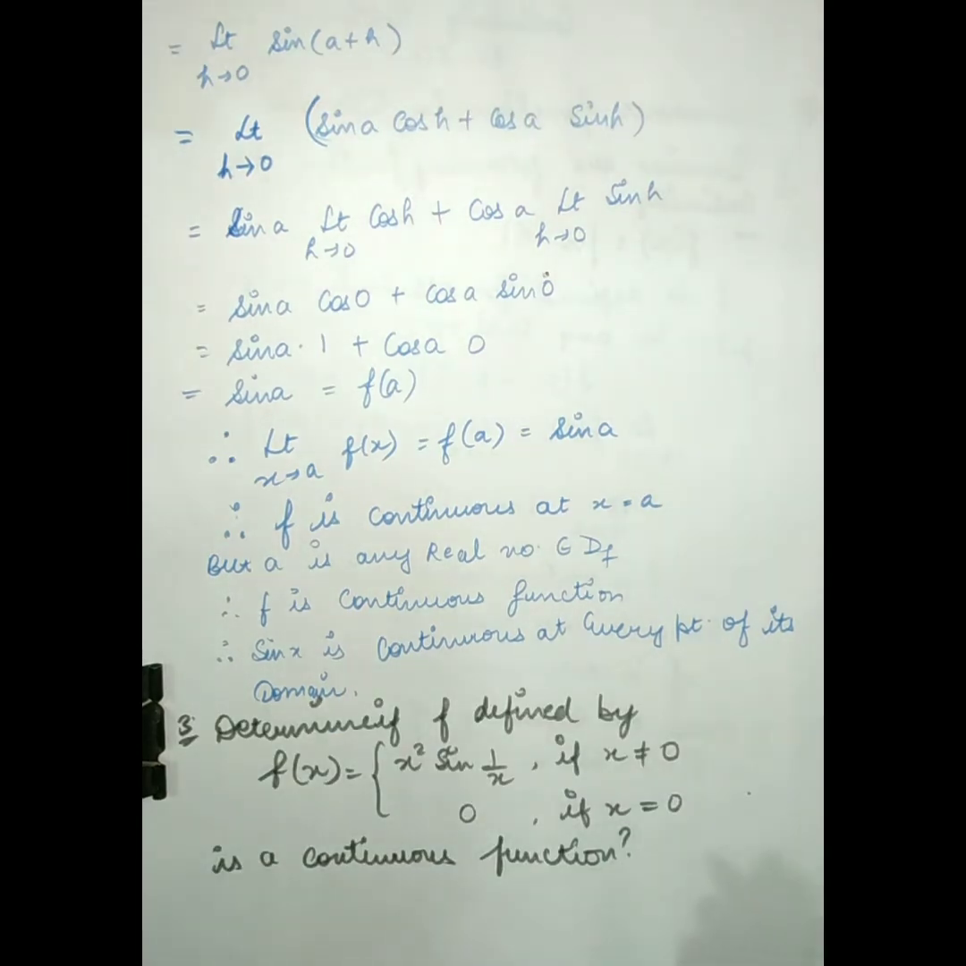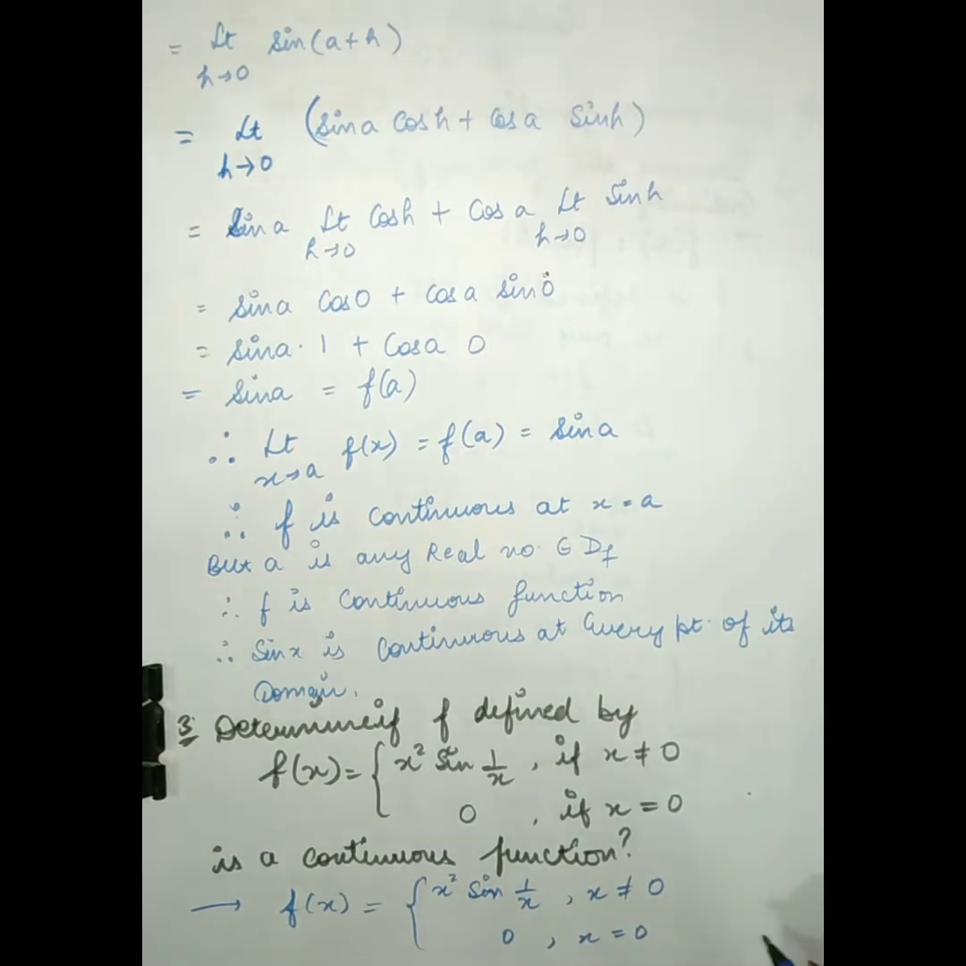Next question is, determine if f is defined by the function f of x will be equals to x square sine 1 by x if x is not equals to 0, and f of x is 0 when x will be equals to 0. Determine that the given function is a continuous function. Now let us start. We are given that this is the function f of x equals x square into sine 1 by x when x is not equals to 0, and 0 when x will be equals to 0.